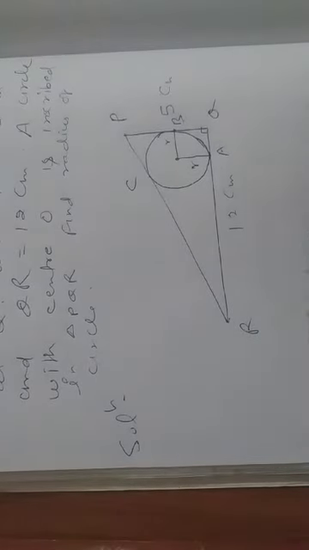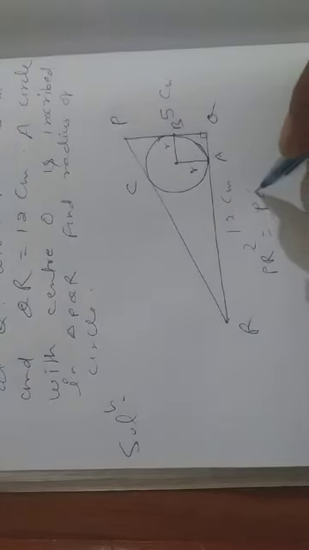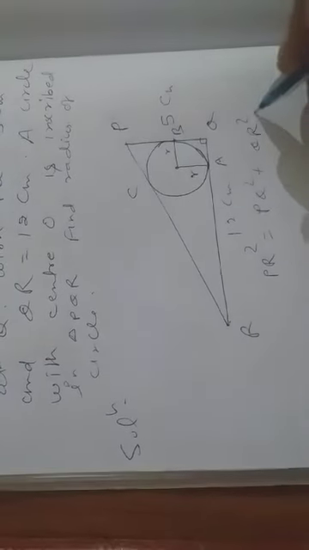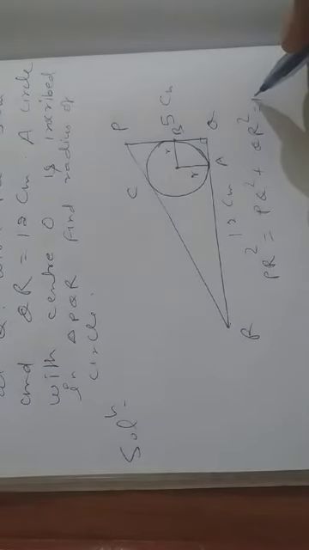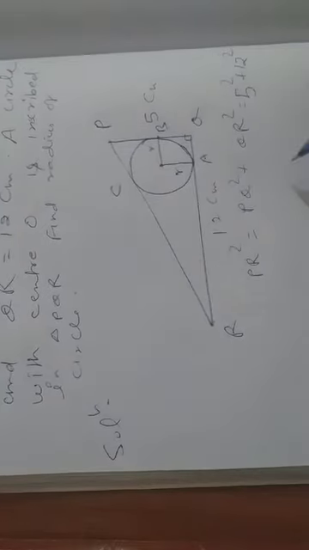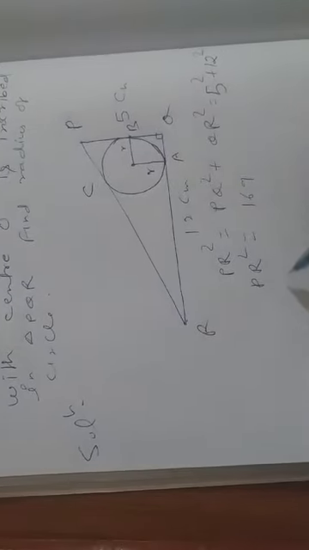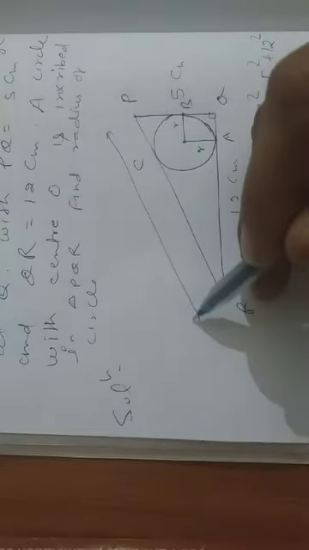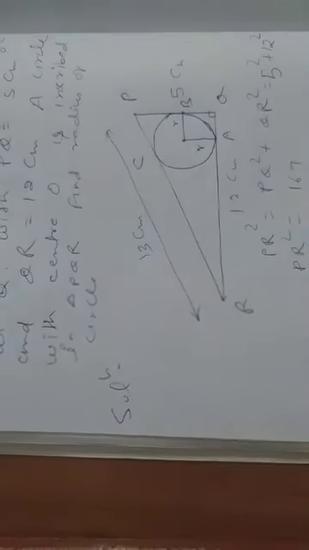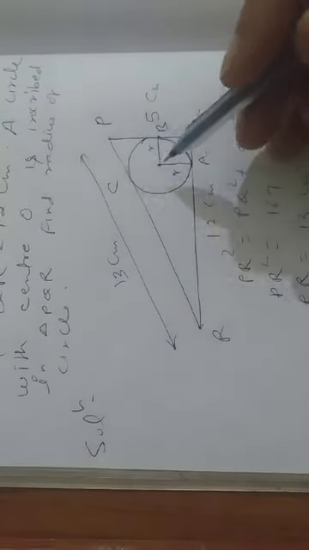So, from Pythagoras theorem, we know that PR square equals PQ square plus QR square, that is 5 square plus 12 square. We find PR square equal to 169. So we find PR equal to 13 centimeter. So the length of PR, that is the hypotenuse of this triangle, is 13 centimeter.